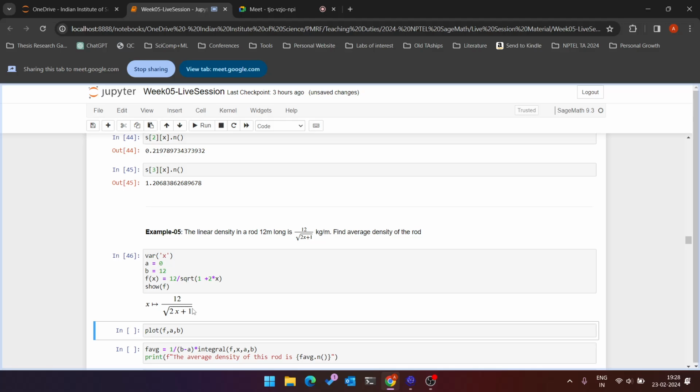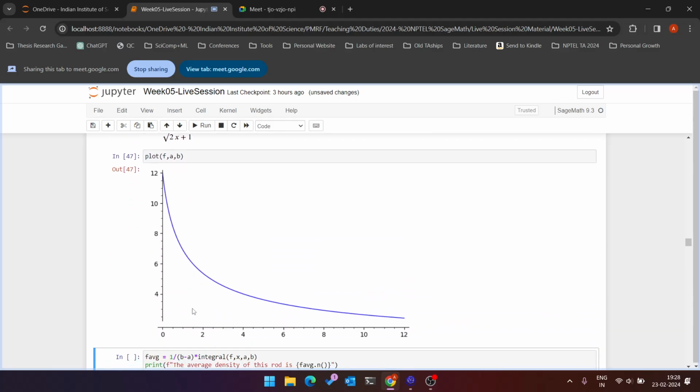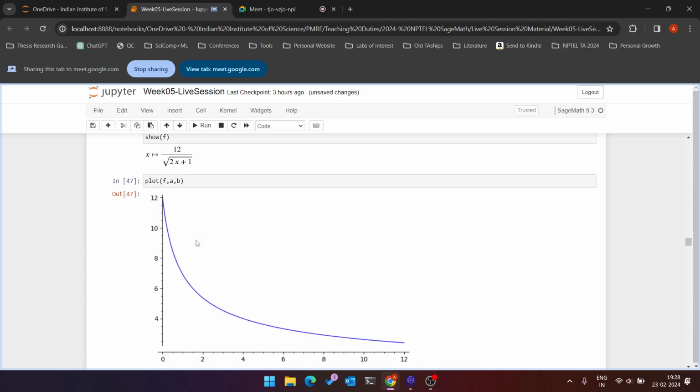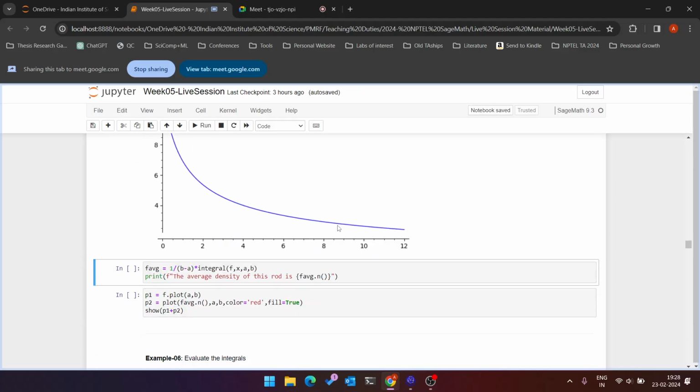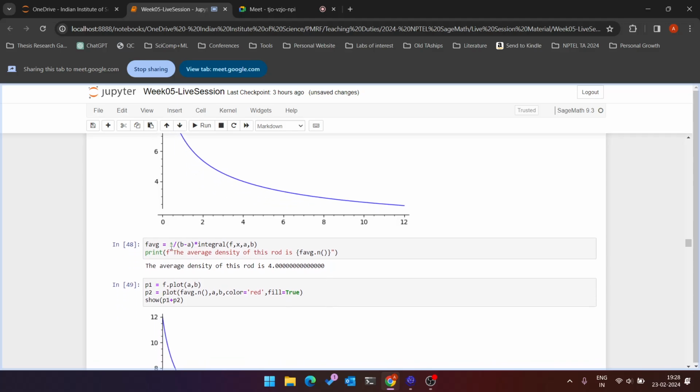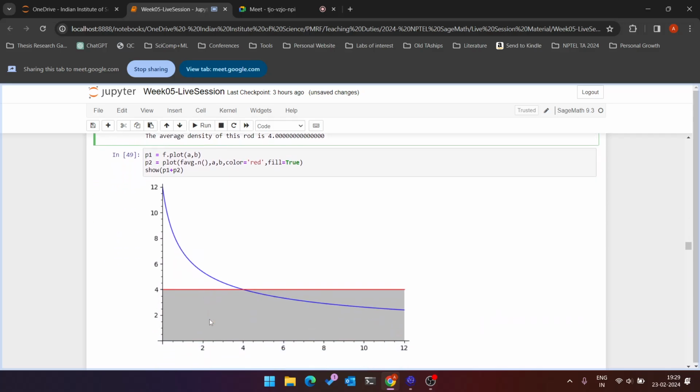If I plot this function, it looks something like this. And now I'll calculate the average value of this function over the interval. The average density turns out to be 4. And again, it's straightforward. It's 1 over the interval into integration of f of x between limits a and b. And if I plot the function as well as the mean value, it intersects at one point.